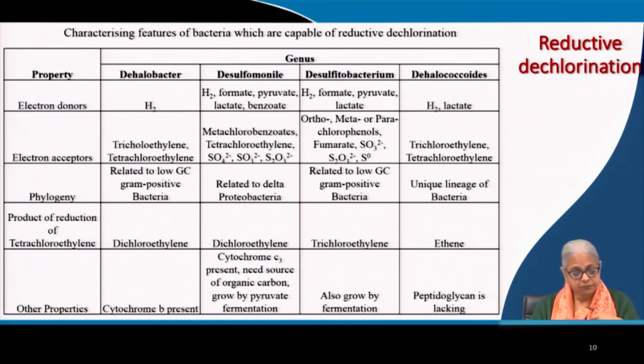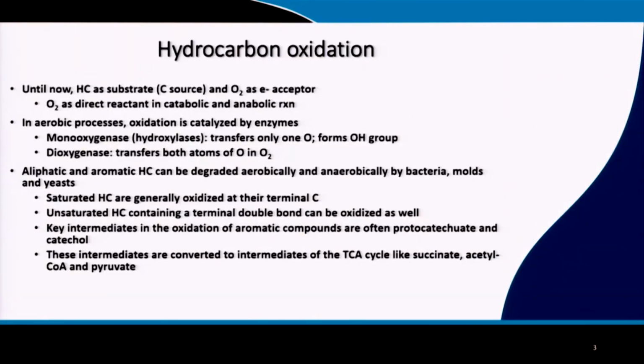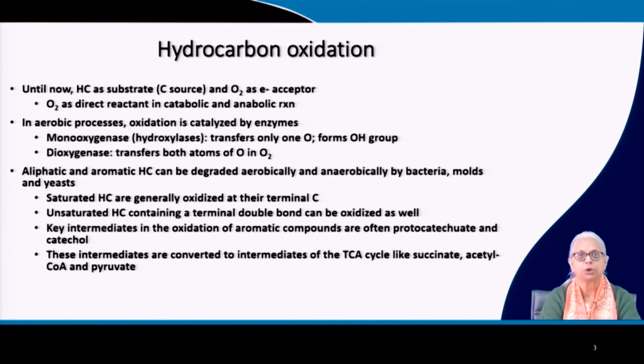There are several other points that are mentioned here. I'm just going to allow you to go through them. One thing that we have already realized is that oxygen can serve as the terminal electron acceptor, and it can be combined with electron donors like hydrocarbons. So any organic compound can suffice, and hydrocarbons are just as good a carbon source. So in this case, oxygen becomes a direct reactant in catabolic as well as anabolic reactions.